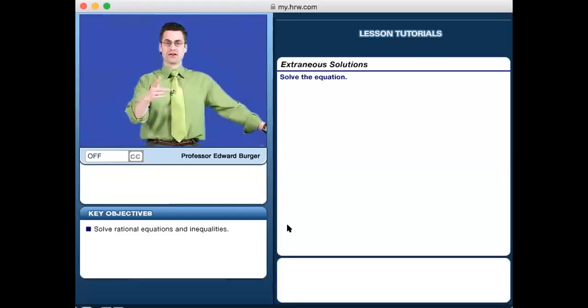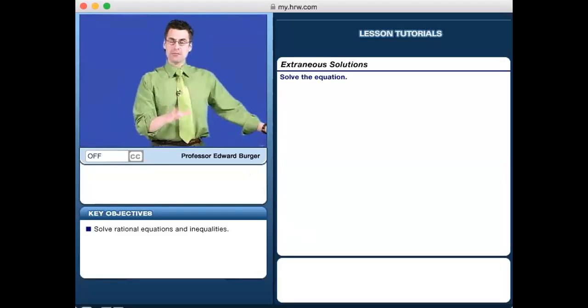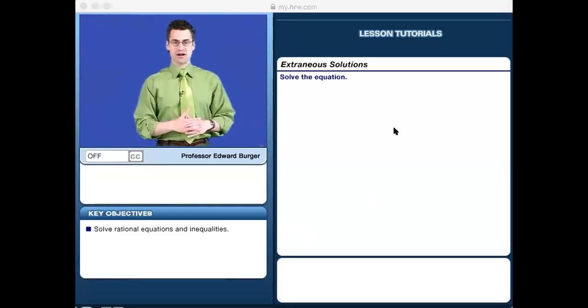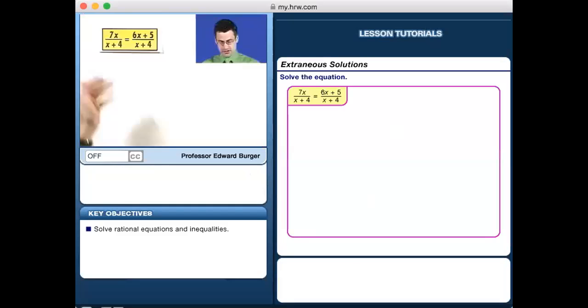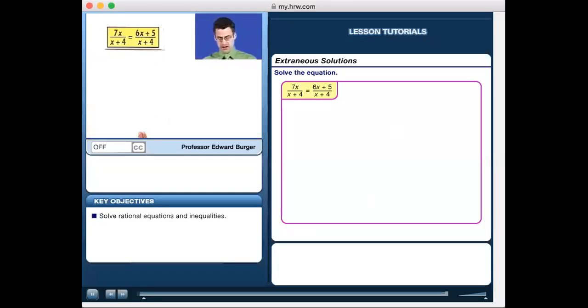Hey, let's try another one together. So I want to solve for x, but now I have rational expressions in my equation. Let's check it out. So here's a real complicated looking equation I want to solve. I look at this, I see the denominators with x's in it, not happy, but I'm just going to multiply through by some quantity in order to make the denominators cancel.